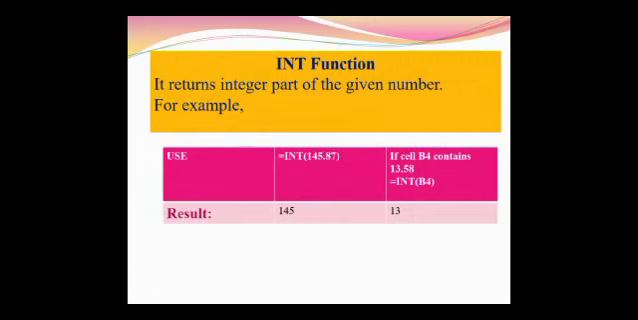Next is the INT function, which returns the integer part of the given decimal number. I have taken one decimal number as 145.87. So if I want the integer part of this number, I will write =INT(145.87). So the result will be 145. If cell B4 contains 13.58 and you write =INT(B4), you will get 13 as the result, which is the integer part of that given decimal number.